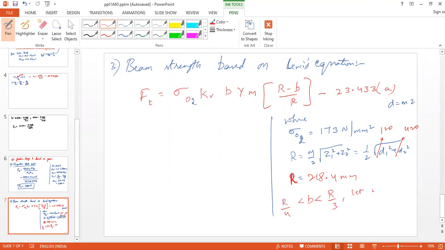So let's take B as R by 3. Therefore B is 218.4 by 3, which is 72.8. Okay, B is 72.8. Now we don't know the value of module. And sigma O R B.